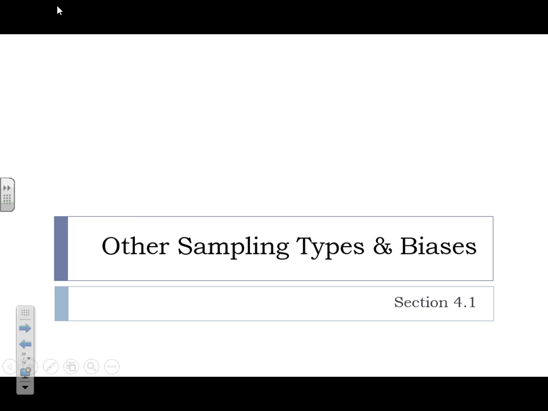We talked about SRS. With an SRS, we take our sampling frame, we label each of the individuals, making sure those labels have the same number of digits for each one, and then we just randomly select. So each person within the sampling frame has the same chance at being selected for the sample.